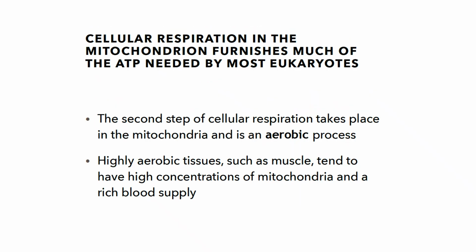The second step of cellular respiration occurs in the mitochondria and is an aerobic process. Highly aerobic tissues, such as muscle, contain large numbers of mitochondria and have a rich blood supply. This ensures that oxygen is delivered efficiently for ATP production. The mitochondrion is therefore the primary site of energy production in most eukaryotic cells.